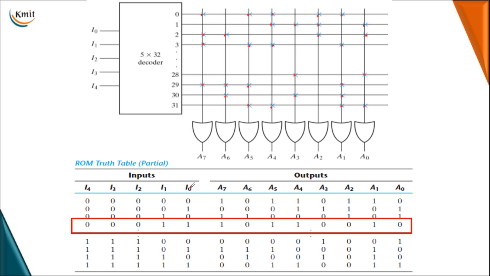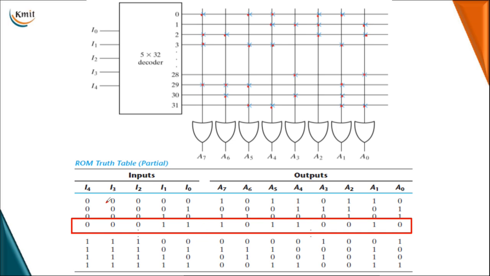Now here I have taken I0, I1, I2, I3, I4 as my address inputs, which can select one of the memory words. The total memory words are 32, which are obtained from your fixed AND gates, and each fixed AND gate gives you one of the minterms: M0, M1, M2, M3 till M31. So a total of 32 minterms are there. I have given a few minterms.